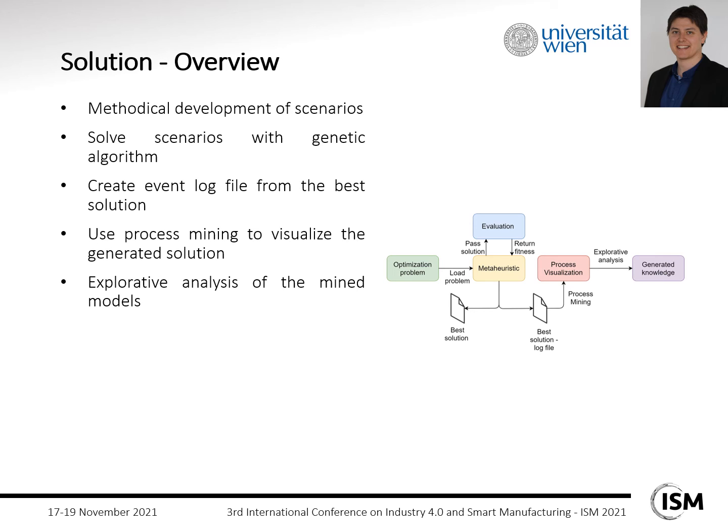Based on these questions, we developed multiple scenarios that demonstrate basic concepts of process models. These scenarios have been solved by the genetic algorithm, and the event log file of the best solution has been created. Process discovery should now be used to visualize the implicit knowledge that has been created by the genetic algorithm. Explorative analysis on these process models is used to generate knowledge about which factors are relevant for the placement of a cobot. I will now explain how the process mining steps work in detail.